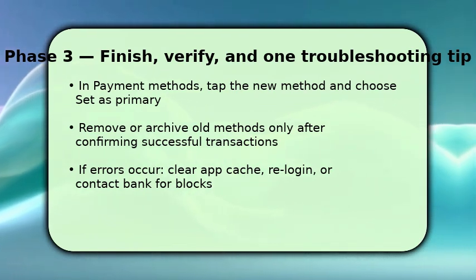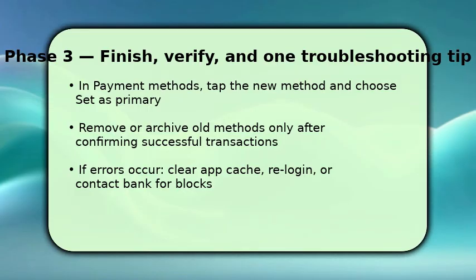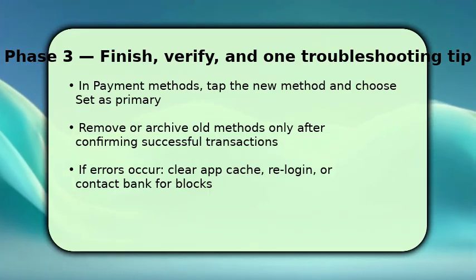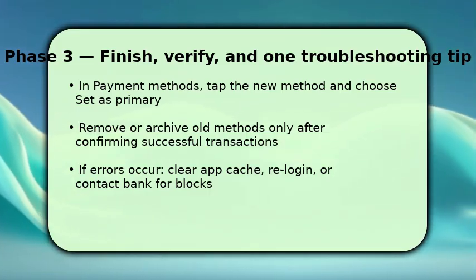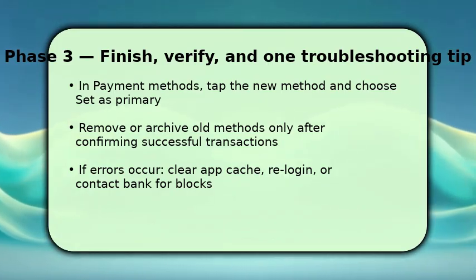After switching, test with a small purchase or payment request to confirm processing. Make sure receipts show the new account. If successful, you may remove the old method, but only after confirming no subscription ties remain. If something goes wrong, clear the app cache, sign out and back in, and if needed, contact your bank to check for authorization holds.